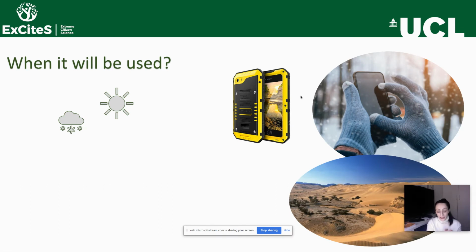Another question is when it will be used, and this might be more relevant to hardware choices. Is it, for example, to be used in extreme sunlight? The brightness of the screen might be key here. During the winter, when there is, for example, heavy snow and people wearing gloves, you need to consider how your application is going to be used, if a touchscreen display is used to collect data. Or is it going to be used in areas during periods of heavy rain? You might need special waterproof equipment for your devices.